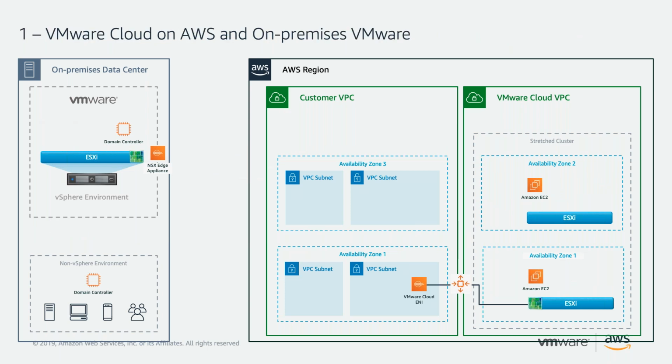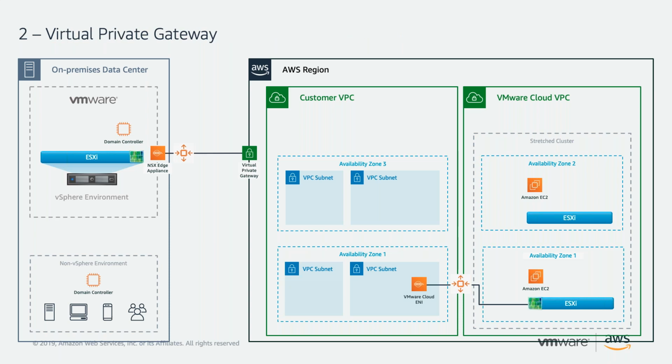So the first step here is for our networking. On-prem, we have an NSX Edge appliance. Even though we're not running NSX natively on-prem, and it's not a requirement, we can use this Edge appliance to allow connectivity into AWS, into a virtual private gateway. And that can be done over Direct Connect or VPN. That allows us connectivity into my AWS account that I manage.